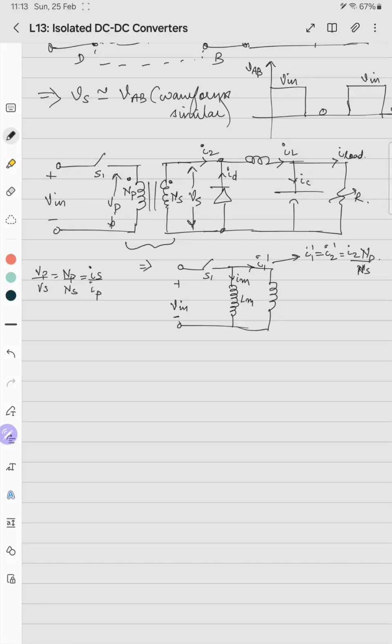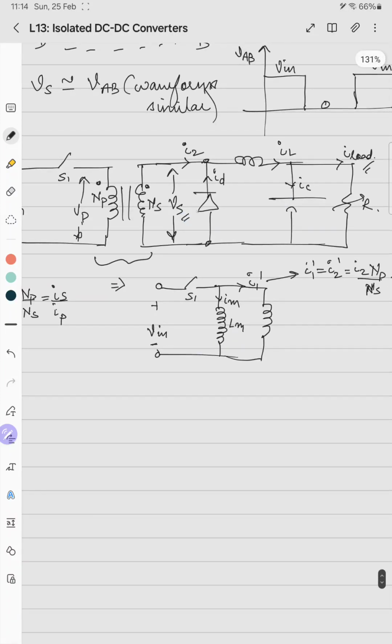So what I'm trying to say is that this component of current I2 has a part which flows through the inductor, or which is a load component. So it is load dependent current. It's only that when the switch is on and off, based on the induced voltage Vs, the nature of I2 will be governed.